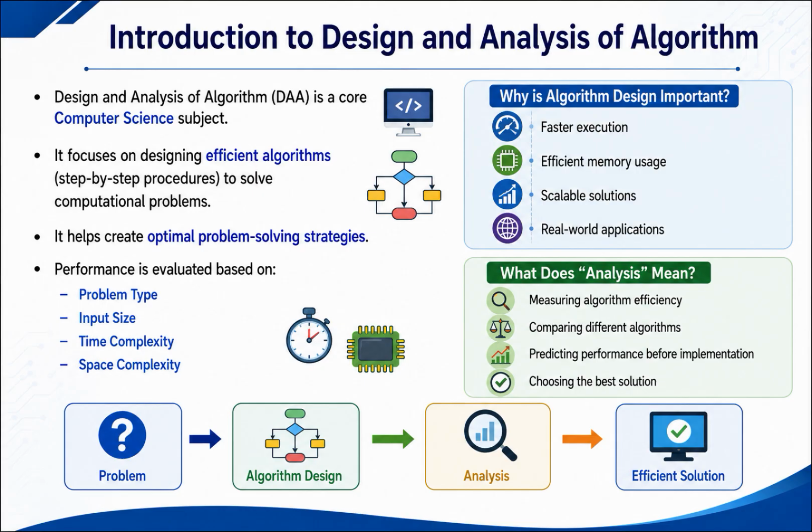A good algorithm helps us achieve four major goals. First, faster execution. A well-designed algorithm solves problems in less time, improving the overall performance of software. Second, efficient memory usage. Computers and mobile devices have limited memory. Efficient algorithms use less memory, making applications run smoothly. Third, scalability. As the amount of data increases, the algorithm should still perform efficiently. For example, sorting 100 numbers is easy, but sorting 1 million numbers requires a much better algorithm.